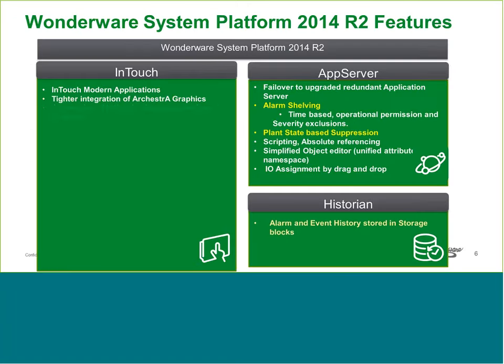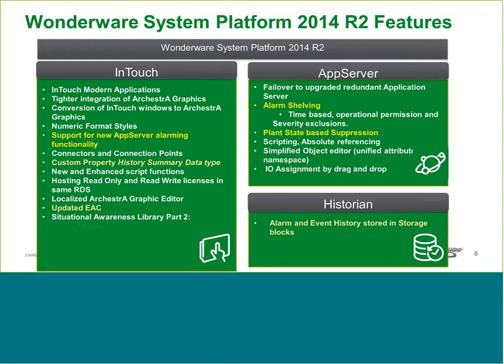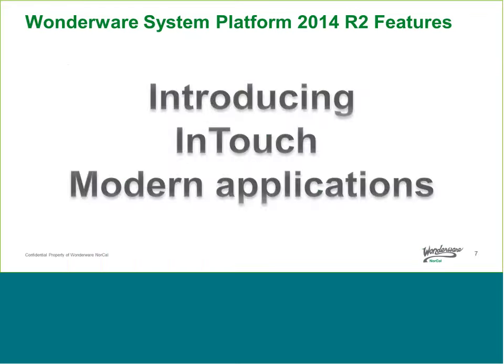All right, so here is a summary of the new features. You can see that there's quite a bit. We're not going to get through every single one of these, but we're going to cover the highlights. So to back up, in InTouch, we're going to talk again about Archestra graphics and Window Maker. We're going to talk about InTouch Access Anywhere, the Situational Awareness Library graphics. We're going to talk about best practices in alarming with System Platform and Application Server. We will talk about the new object editor and the automatic I/O assignment.